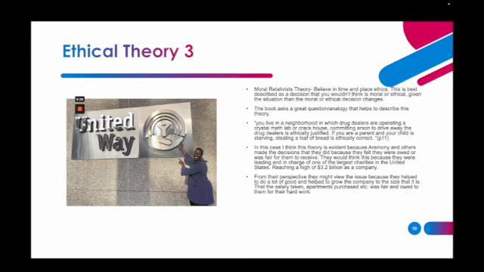Ethical theory 3: moral relativism, believing in time and place ethics. This is best described as a decision that you wouldn't think is moral or ethical, given the situation, then the moral or ethical decision changes. So I think the book gives a great analogy on the best way to think about this theory. Let's say you live in a neighborhood in which drug dealers are operating a crystal meth lab or a crack house. Committing arson to drive away the drug dealers is ethically justified.